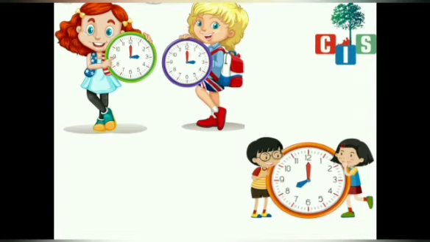Come, now we will learn how to read the time. See, the hour hand is on 3 and the minute hand is on 12. This means the time is 3 o'clock. We read it as 3 o'clock. Now in the second clock, the hour hand is on 8 and the minute hand is on 12. So we will read it as 8 o'clock.